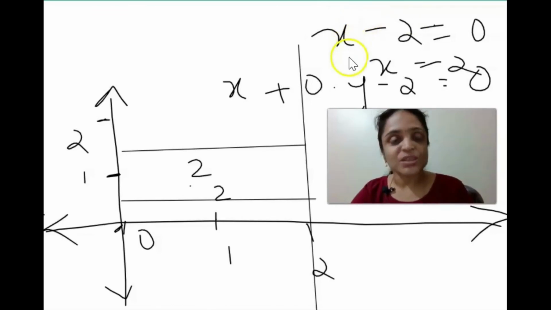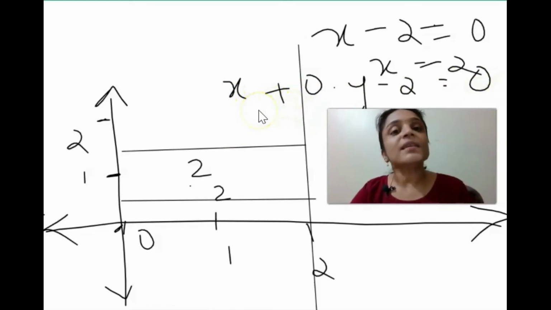Consider the linear equation x minus 2 equal to 0. This is a linear equation in one variable. That is, only one variable x is there. X minus 2 equal to 0. And it has a unique solution x equal to 2. Right? But when this is converted into a linear equation in two variables, you have seen how to convert a linear equation in one variable to a linear equation in two variables. So this can be taken as x plus 0 into y minus 2 equal to 0.